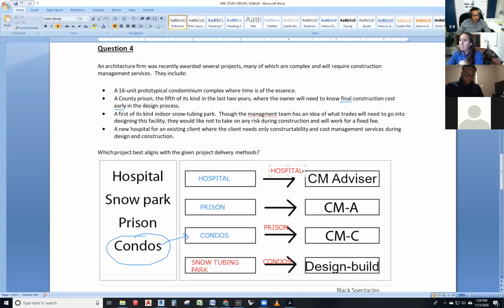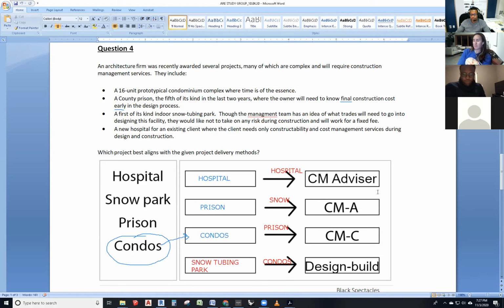I guess the prison stays as that, right? And then, so CMA is an agent, no, right? The snow tubing park has to go under. Yeah, just put that. Nasif, you want to try it too?